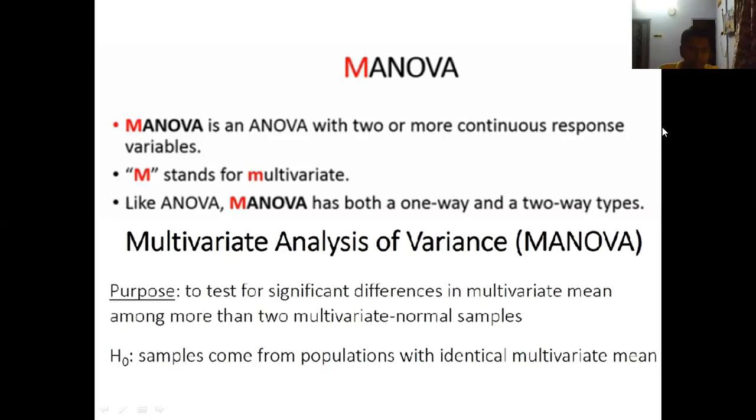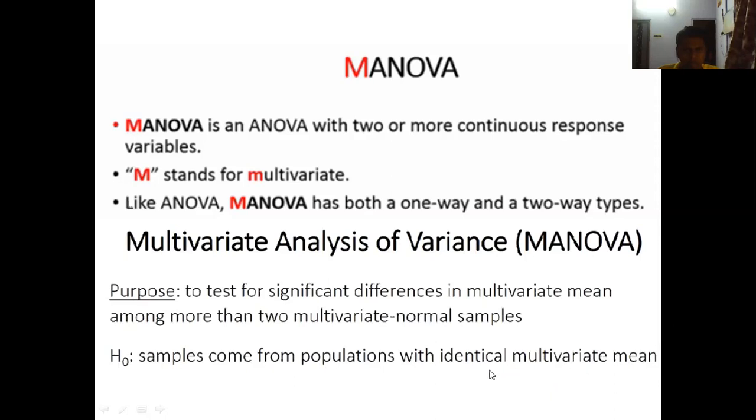So here the purpose of MANOVA is to test for significant differences in multivariate mean among more than two multivariate normal samples. So your null hypothesis will be that samples come from populations with identical multivariate mean. That means the multivariate means, that means the means of the dependent variables, will be identical or equal.